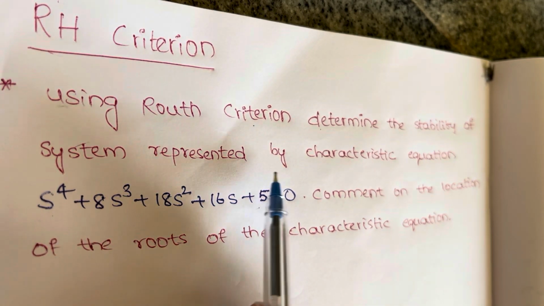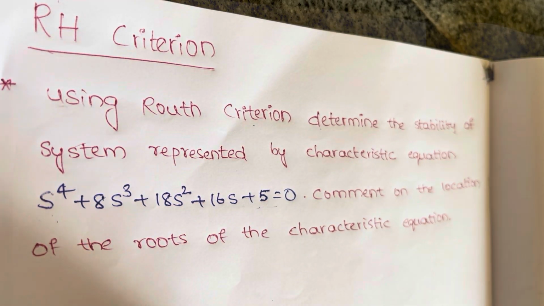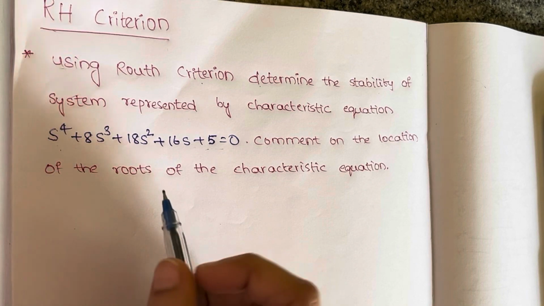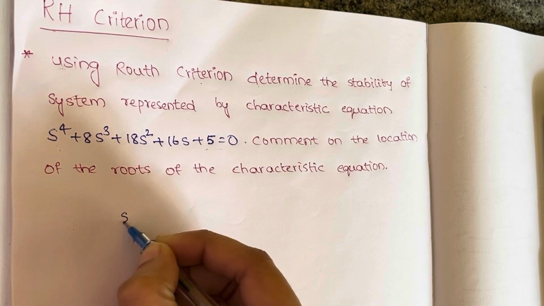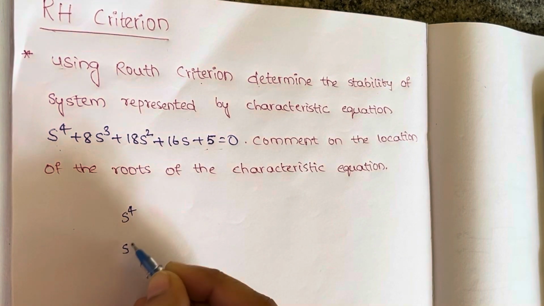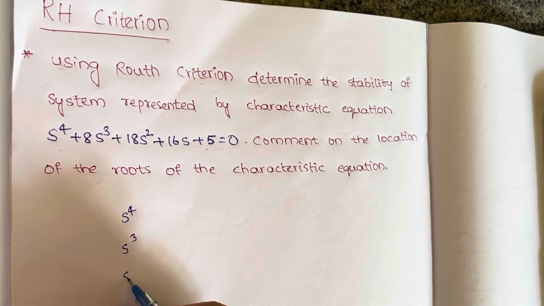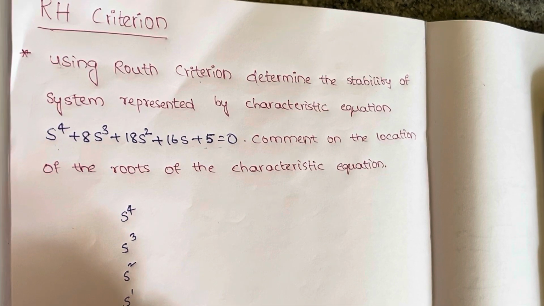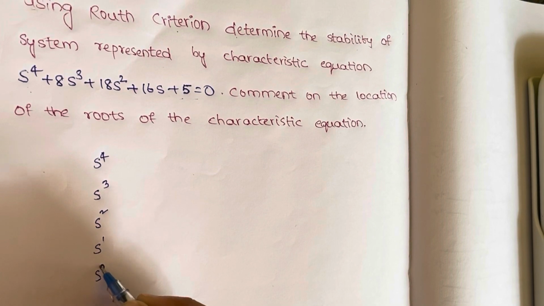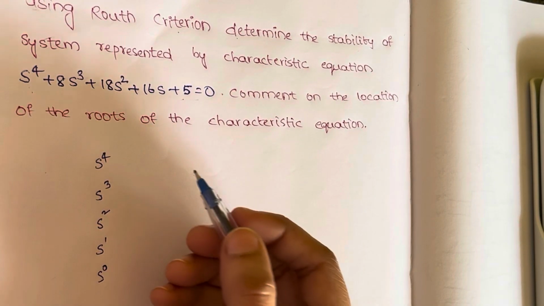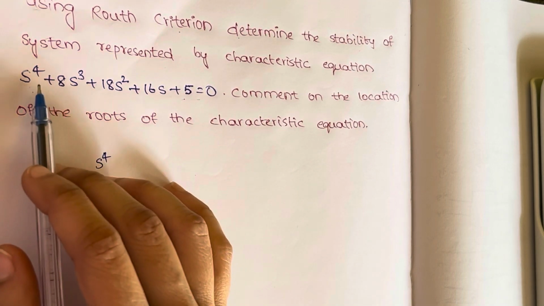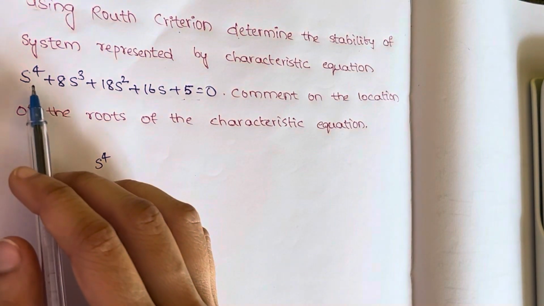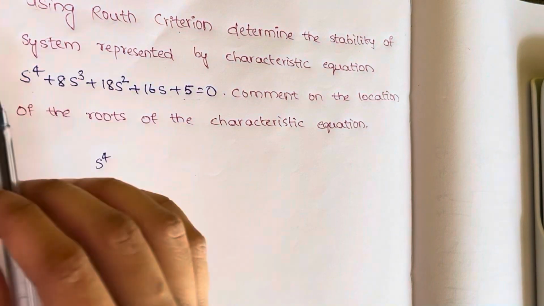Now this is our characteristic equation. So the first step is to write these s powers in descending order, that is s^4, s^3, s^2, s^1, and s^0. This is the first step, and the second step is you have to write the coefficients of these s powers.